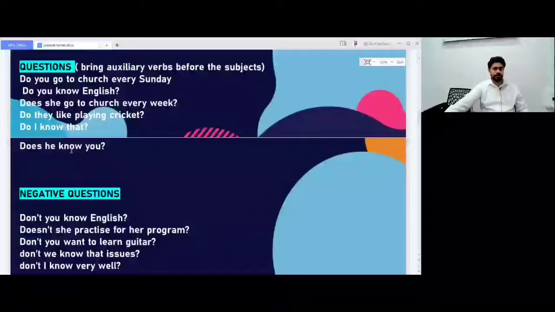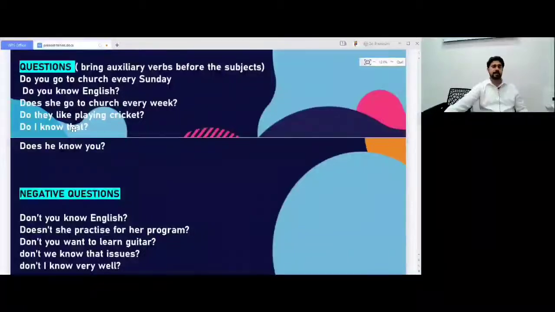Does he know you? So these are the questions. In the statement, we would say he knows you. I know that. But when you make a question, we need to remove the auxiliary verb and put it at the beginning. So which is the auxiliary verb in this sentence? Here, I know that. So know means do plus know. So we take the do and put it at the beginning. So we say, do I know that?